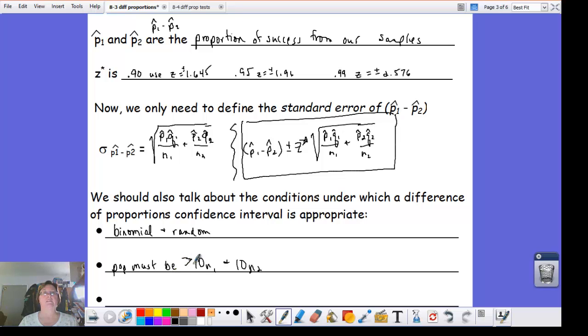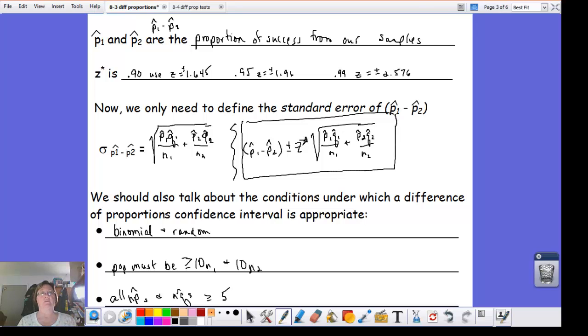I should put the greater than sign in there. And the sample size, all n p hats and n q hats must be greater than or equal to 5, which is a little bit different from when we did a single proportion. All right, let us see how we work this thing out.